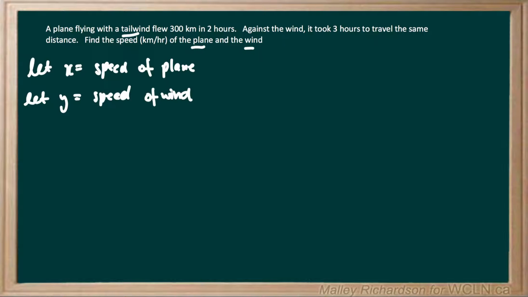Because this question deals with speed, time, and distance, it would be helpful to use the equation v, velocity, multiplied by time equals our total distance. So, using this equation, let's first start with our first sentence. A plane flying with a tailwind flew 300 kilometers in 2 hours. So let's first start with our v, which is the speed.